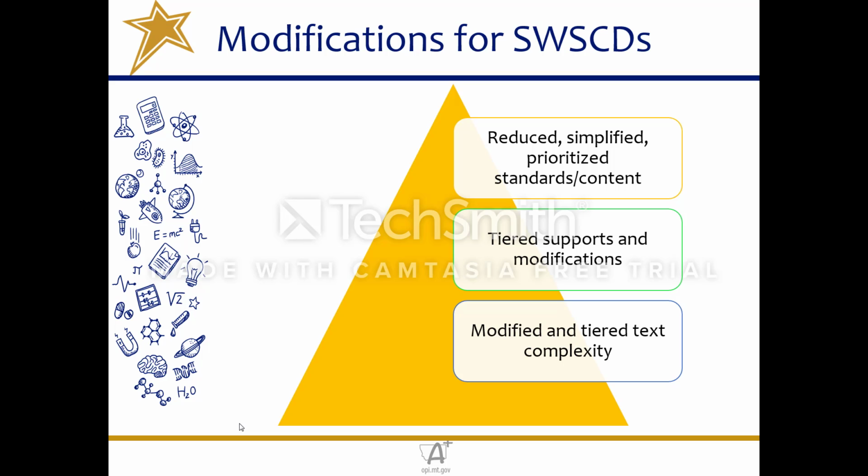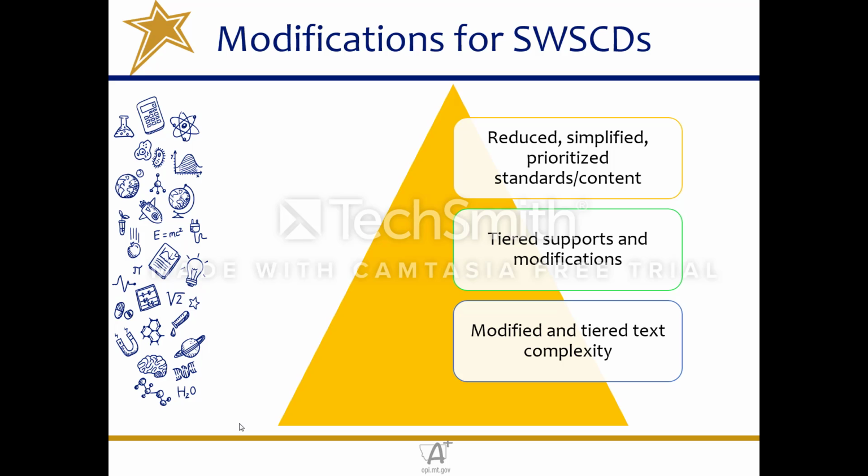The content teacher has a deep understanding of the content standards, while the special education teacher can provide guidance on modifications, scaffolds, and supports. The graphic here identifies 3 components of the alternative or modified instruction and assessments that students with significant cognitive disabilities need to access grade level content. Students who participate in alternate assessments use alternate standards that are reduced, simplified, and prioritized. These students are quite diverse in their needs and abilities, so a system of tiered supports and modifications based on student characteristics is the best route.